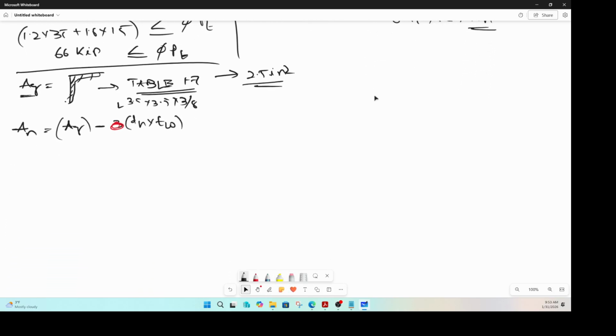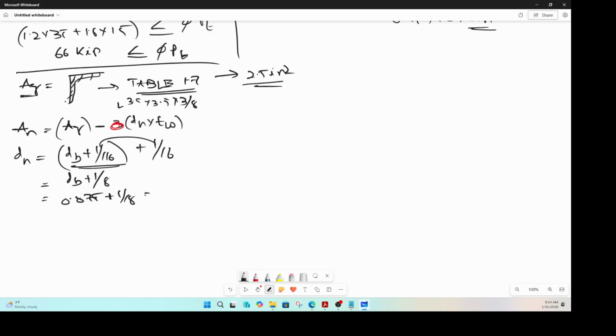If I go here, what is my DH? DH is the nominal diameter of the bolt, which in this case is D bolt plus 1/16, plus another 1/16. Why is the nominal diameter only that much? Because the bolt is 7/8, less than 1 inch. So that is dB plus 1/8, which is nothing but dB is 0.875, 7/8 plus another 1/8 equal to 1.0. So d hole is 1.0.